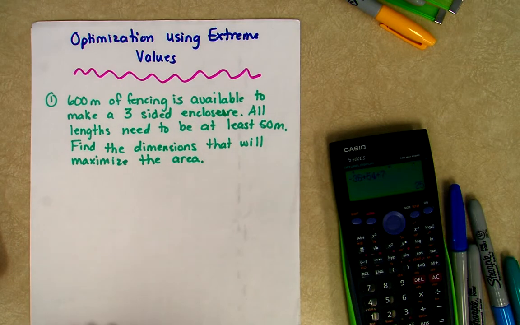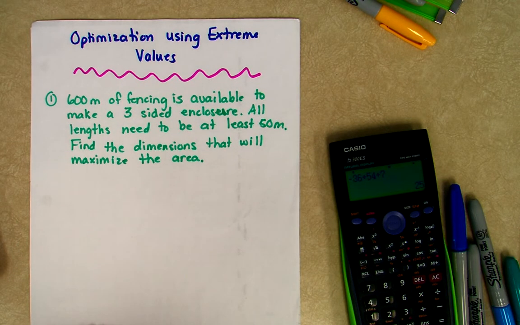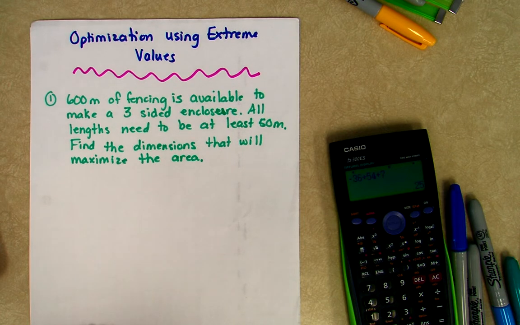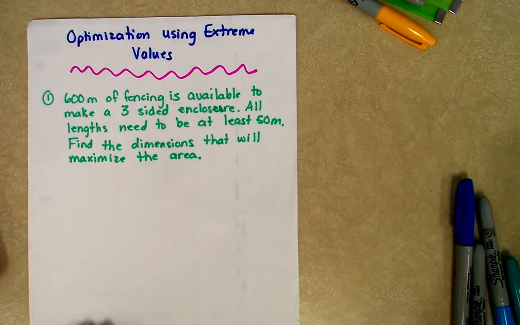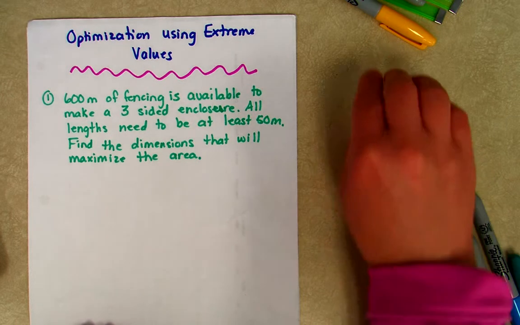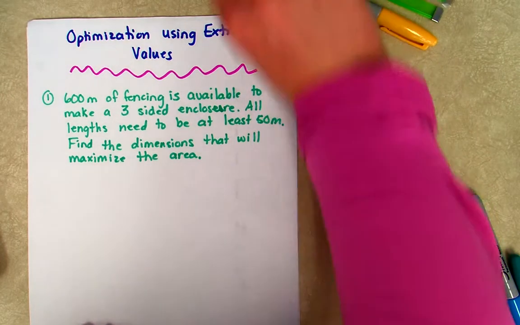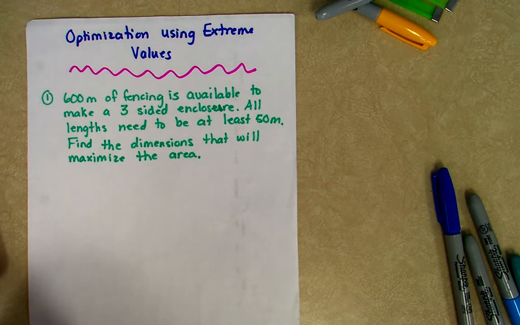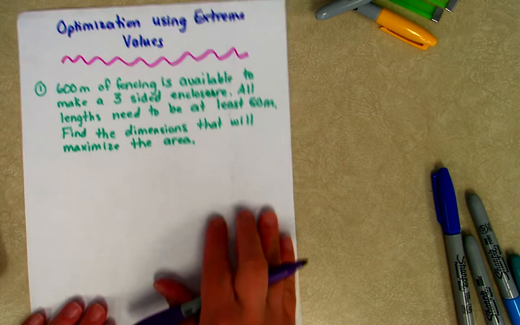So now we're going to take the idea of extreme values, or being able to find the maximum values on an interval, and use that to optimize some word problems. And optimize just means looking for the best solution given the parameters of the question. So we're going to start with 600 meters of fencing is available to make a three-sided enclosure. All lengths need to be at least 50 meters. Find the dimensions that will maximize the area.